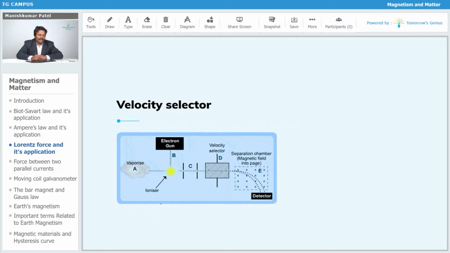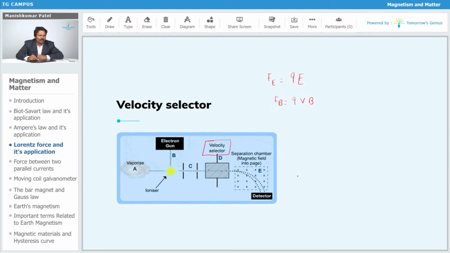So here an electron gun is there, which is going to produce the electric charge, mainly electrons, which then pass through these plates. This is the velocity selector, with which you can select a particular velocity by considering the forces acting on the charge. If it is an electron, one force is due to the electric field, and another force, as we have just seen, is due to the magnetic field, F equals QVB.